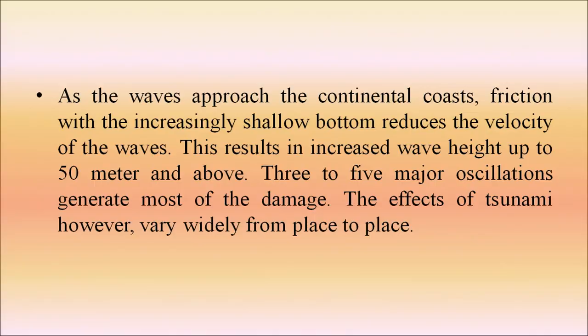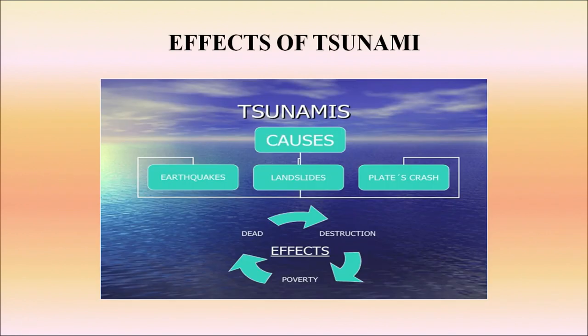As the wave approaches the continental coast, friction with the increasingly shallow bottom reduces the velocity of the wave. This results in increased wave height up to 50 meters and above. Three to five major oscillations generate most of the damage. The effects of tsunami, however, vary widely from place to place.